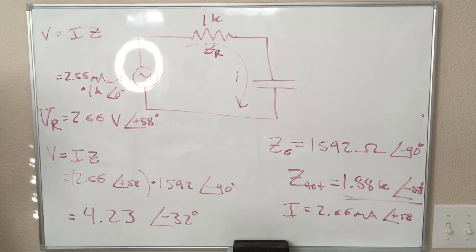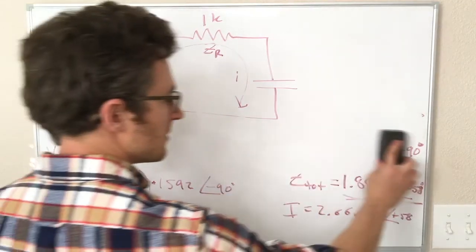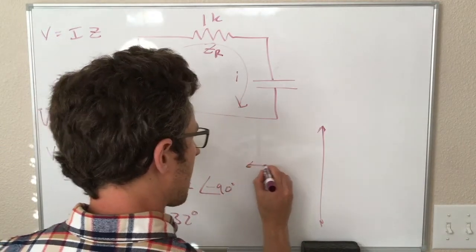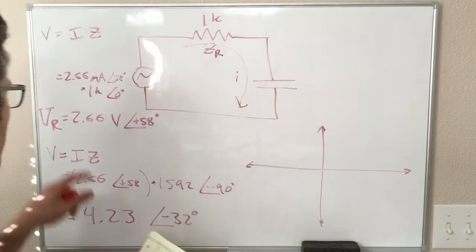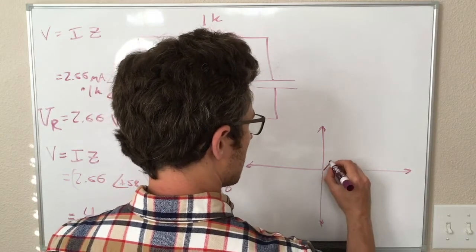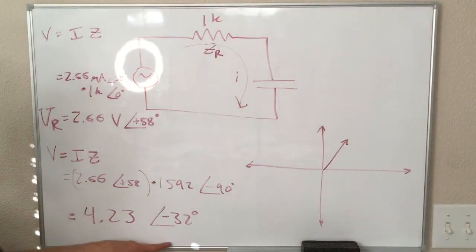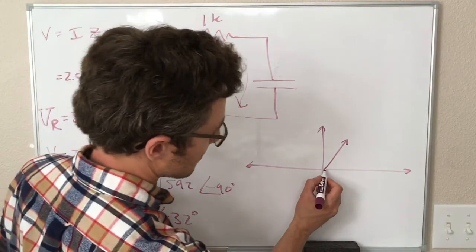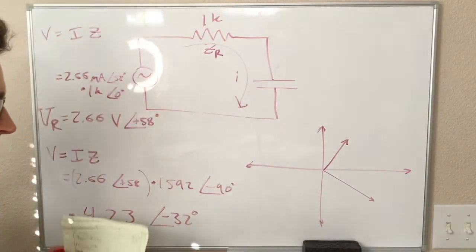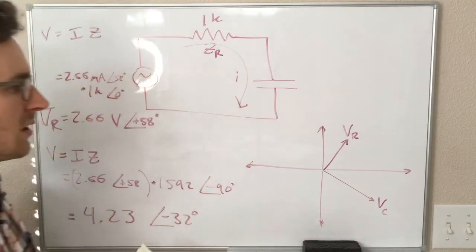So when we graph these together on the complex plane again, I will erase these. When we graph these on the complex plane, we get something that looks like this. We have 2.5 volts at plus 60 degrees. So that's maybe like this. And we have 4.23 volts at negative 32 degrees. So that's going to be something like that, a little longer and a little smaller angle. These are looking kind of similar. So this is VR, this is VC, and these are complex values.